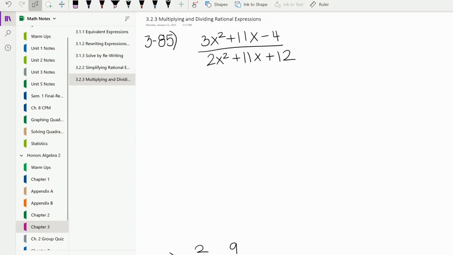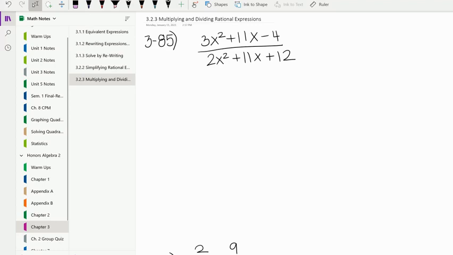With multiplying and dividing, this is actually the simpler operation compared to addition and subtraction, which we will do in the following lesson. So we are going to go back to, well, how do we just multiply regular fractions before we get into multiplying these rational expressions?